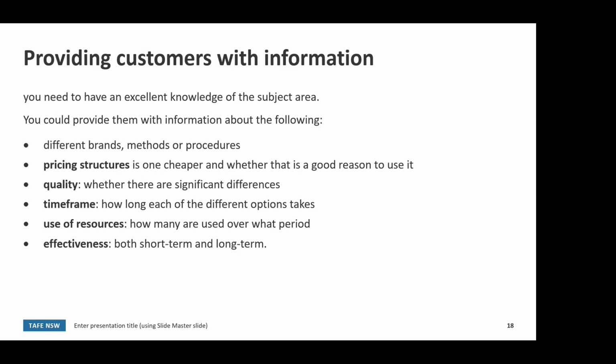And here are some examples of the different types of information you might provide people with. Different brands, pricing structures, quality, time frame, use of resources, or effectiveness. Okay, so an example would be if you were doing customer service for a cell phone company, you would need to know about the different pricing structures. What are the differences? How are people going to spend their money? They're going to want to ask you questions about those different items listed here.